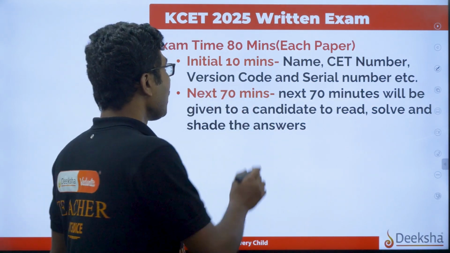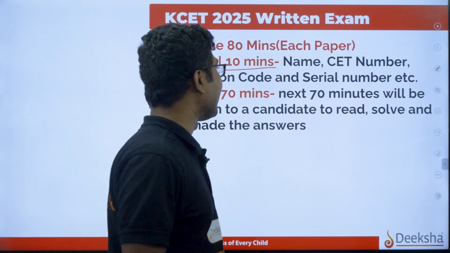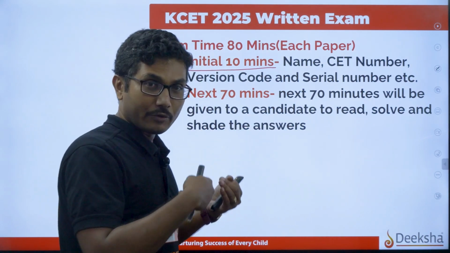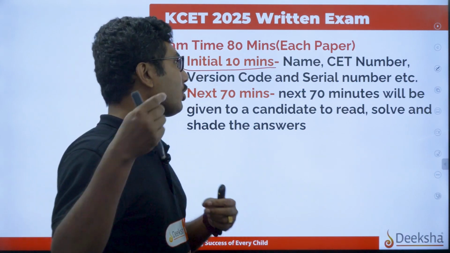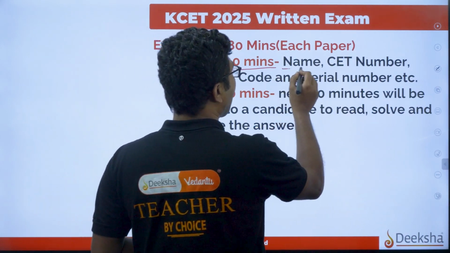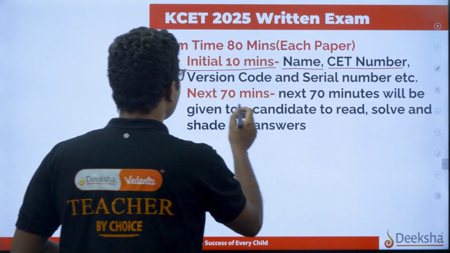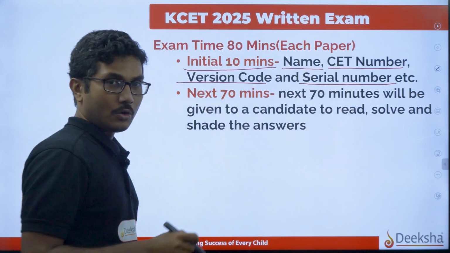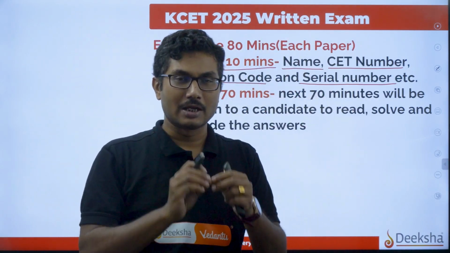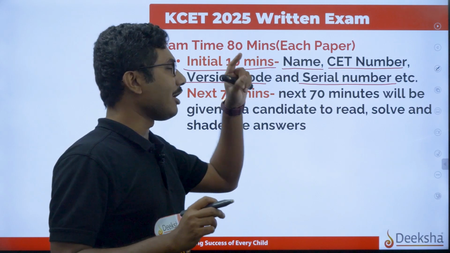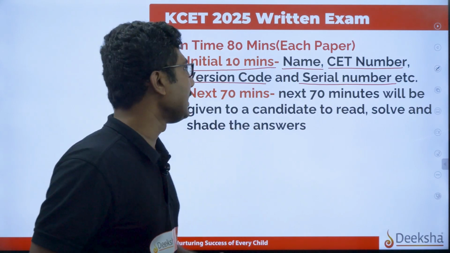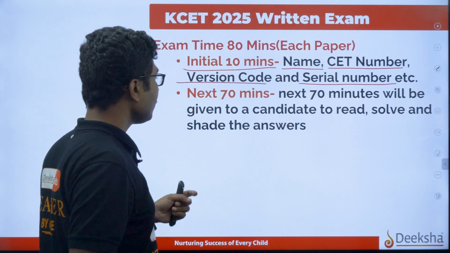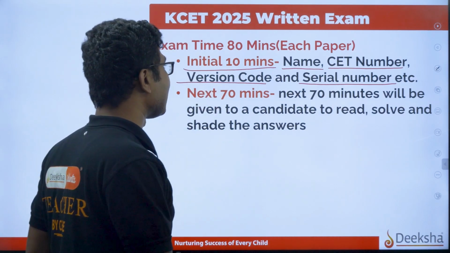First 10 minutes, when the exam begins and you enter the exam hall, you will get your OMR sheet and your question paper, and you have your hall ticket with you. Using that, you have to write your name, your CET number, the version code of the question paper given to you, and the serial number. All these details you need to enter in your OMR sheet by looking at the question paper as well as the hall ticket. In these 10 minutes you are not allowed to answer anything.